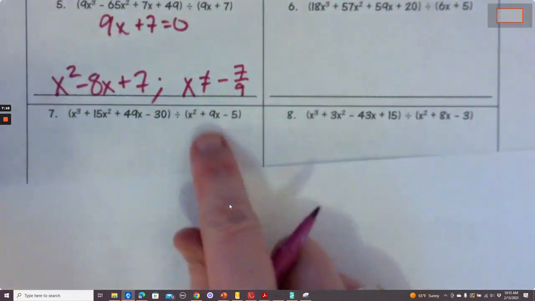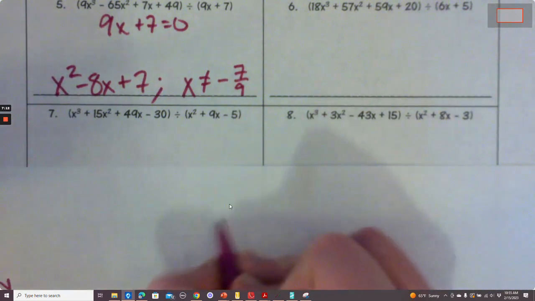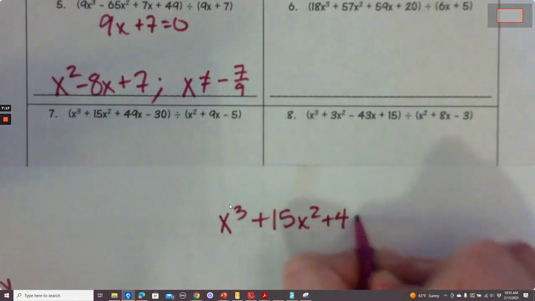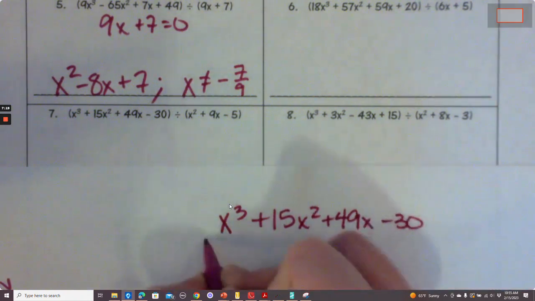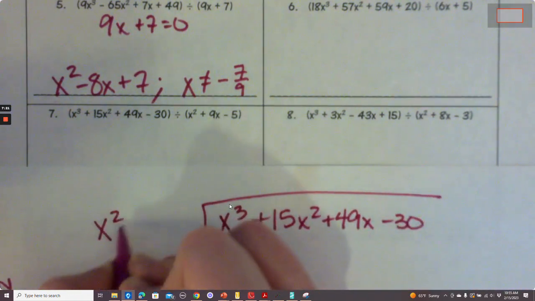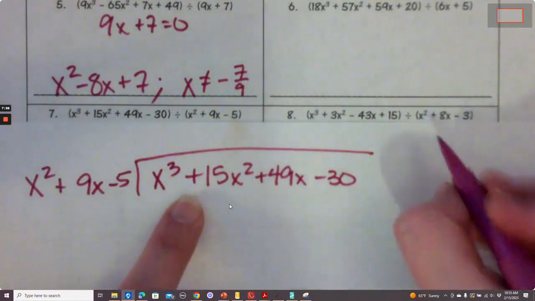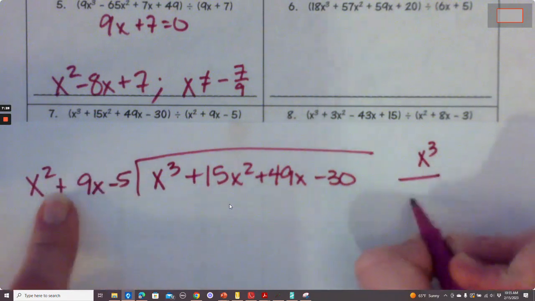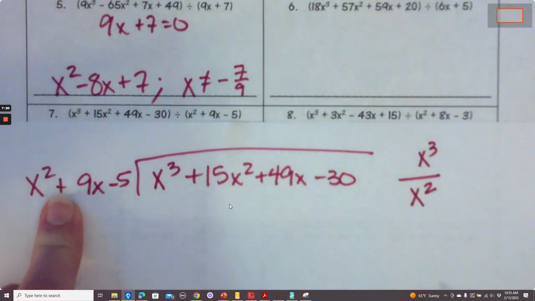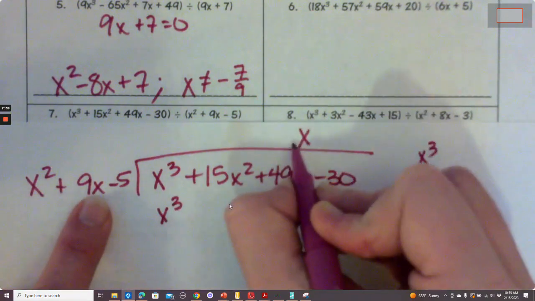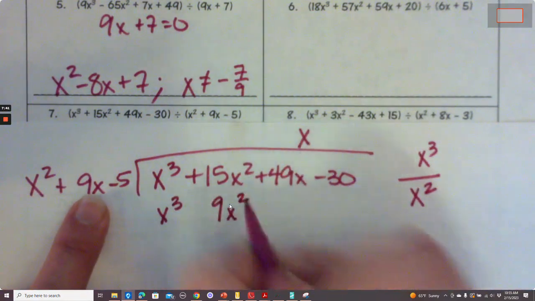All right, 7. So now we're dividing by a cubic. x cubed plus 15x squared plus 49x minus 30 divided by x squared plus 9x minus 5. Okay, so x cubed divided by x squared is x. So x squared times x is x cubed. 9x times x is 9x squared.